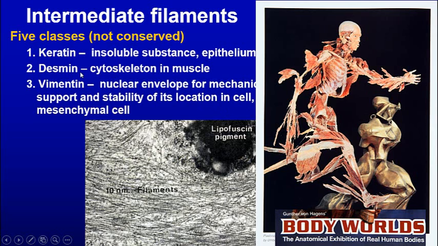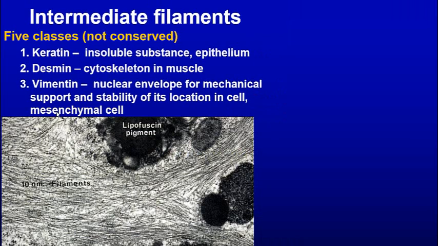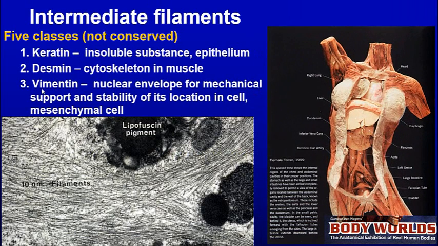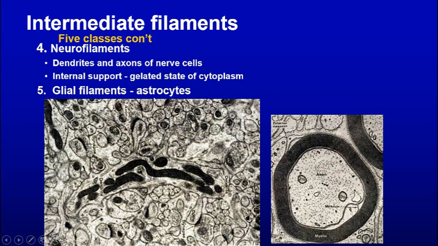So desmin is a type of intermediate filament that's in muscle. And then we also have vimentin, which is for mesenchymal cells. So in the mesenchymal cells and the connective tissue cells, we have vimentin. This is useful since it's not conserved. Whether you have keratin or desmin will tell you if the cancer is epithelium or muscle or connective tissue.